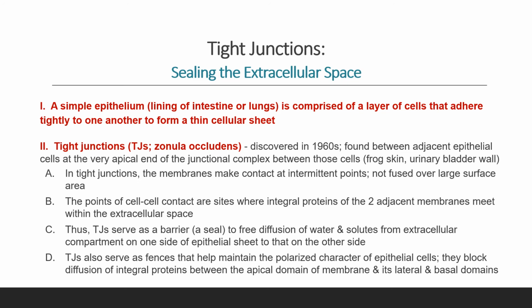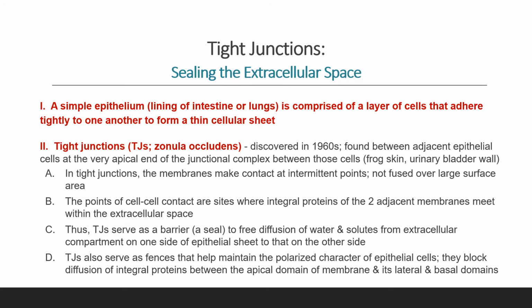in the 1960s, and they are found between adjacent epithelial cells at the very apical end of the junctional complex between those cells. So in tight junctions, the membranes can contact at intermittent points, not fused over large surface areas. The points of the cell-to-cell contacts are sites where integral proteins of the two adjacent membranes meet within the extracellular surface. Thus, your tight junction serves as a barrier to free diffusion of water and solutes from the extracellular compartment on one side of the epithelial sheet to that on the other side.